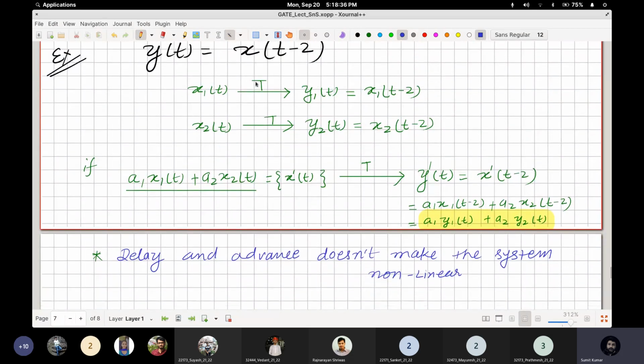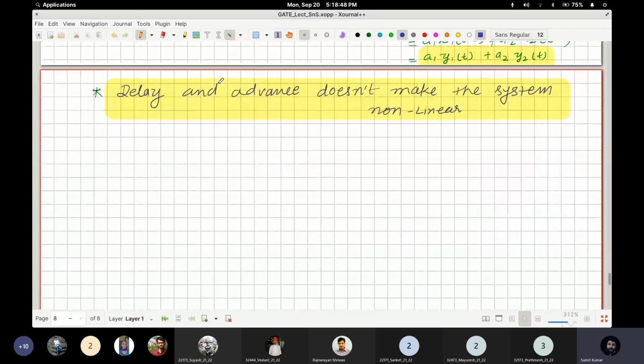So this is going to be our conclusion. Let me again highlight this. Okay, delay and advance doesn't make the system non-linear. If the system is linear, then it's going to be linear. Okay, delay और advance से कोई फर्क नहीं पड़ता.